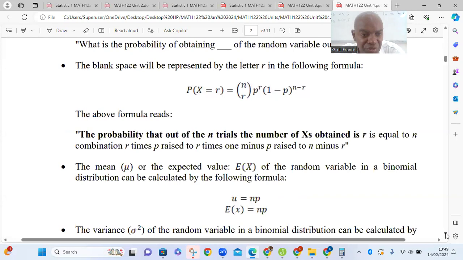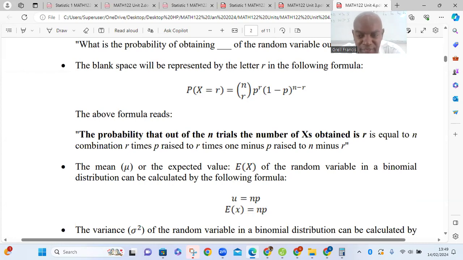The above formula reads, the probability that out of the N trials, the number of X's obtained is R is equal to N combination R times P raised to the R times 1 minus P raised to the N minus R. The mean, or the population mean, or the expected value E of X of the random variable in a binomial distribution can be calculated by the following formula.